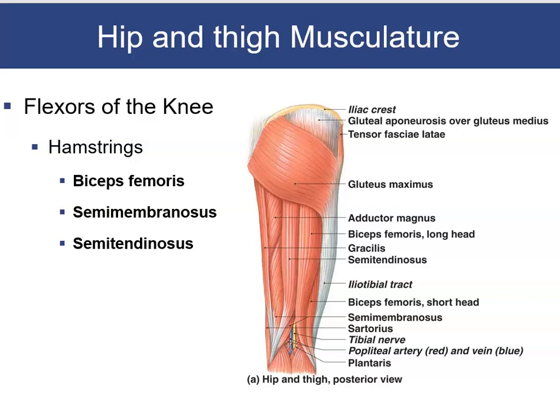Flexors of the knee. Okay, we have what are called the hamstrings, a group of 3 muscles on the back of the thigh. The hamstrings consist of the biceps femoris, the semitendinosus is right next to it, and then the last one here, the semitendinosus kind of goes over the semimembranosus. So these 3 muscles make up the hamstrings.